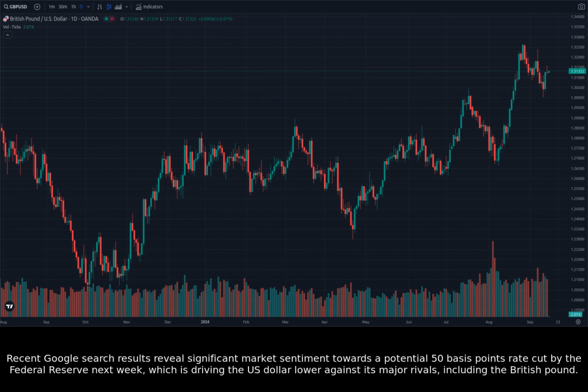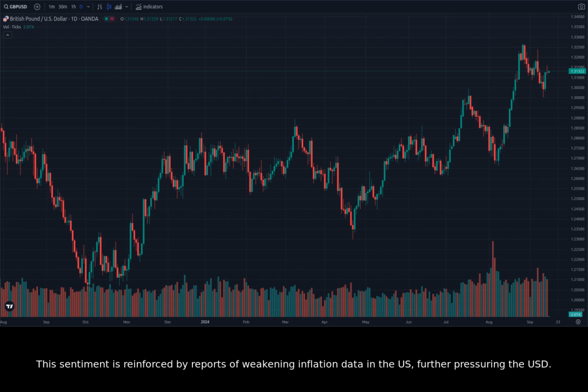Recent Google search results reveal significant market sentiment towards a potential 50 basis points rate cut by the Federal Reserve next week, which is driving the US dollar lower against its major rivals, including the British pound. This sentiment is reinforced by reports of weakening inflation data in the US, further pressuring the USD.